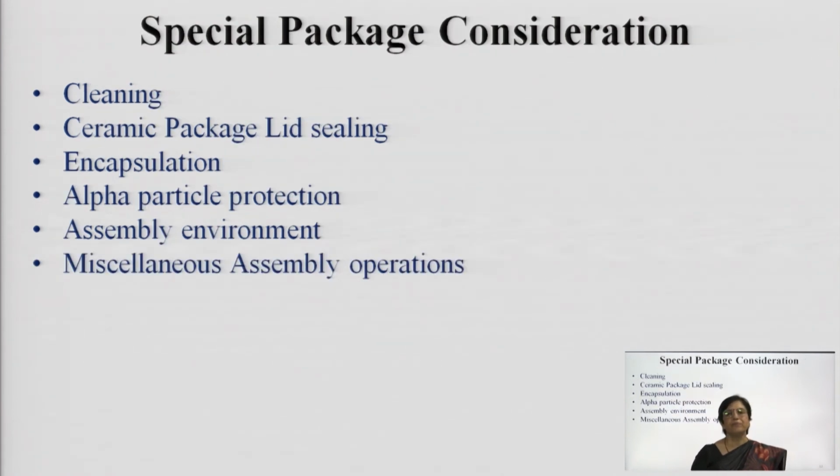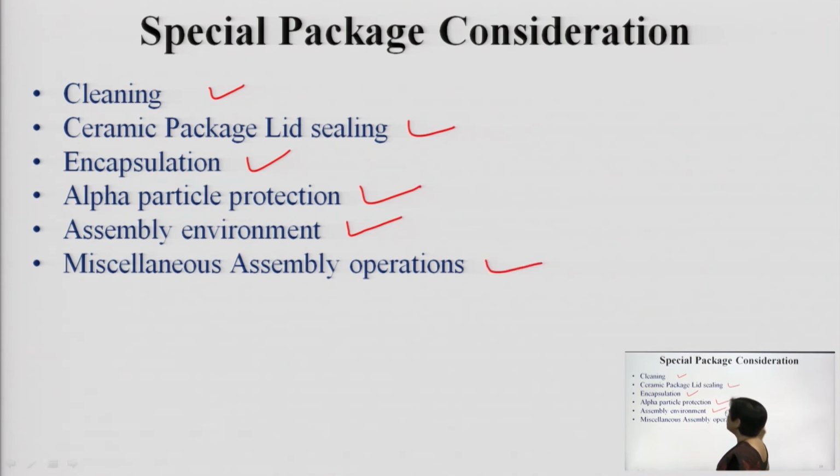So lastly, when the entire fabrication is done, there are some special considerations to take into account. These special considerations include cleaning, ceramic package lid sealing, encapsulation, alpha particle protection, assembly environment, and miscellaneous operations. Now what are these? One by one we will see in brief, and then before we wind up, let us check out what exactly these things are.